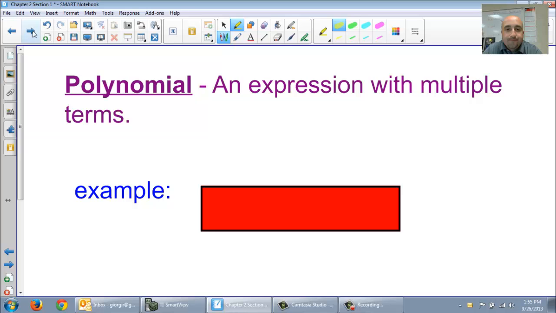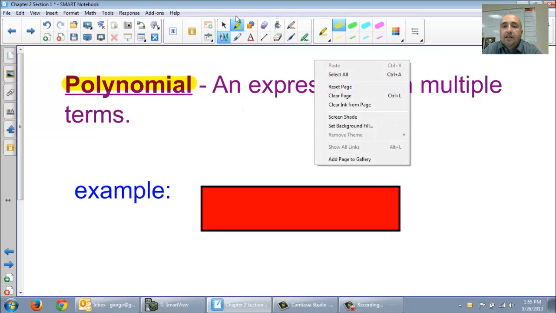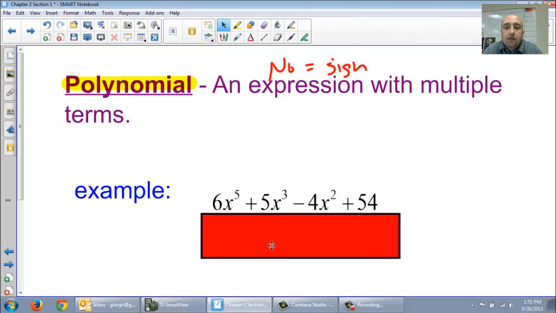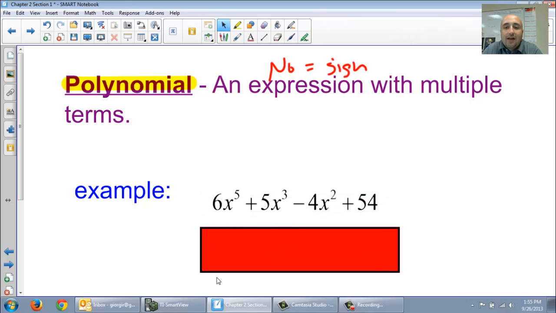So moving on, a polynomial. This word polynomial is an expression. Expression meaning that it does not have a what? An expression does not have an equal sign. So we're talking about something that has no equal sign. An example of a polynomial would be 6x to the fifth plus 5x to the third minus 4x squared plus 54.